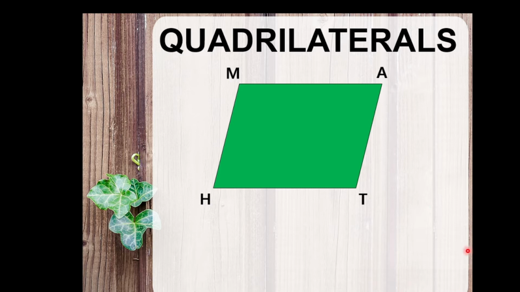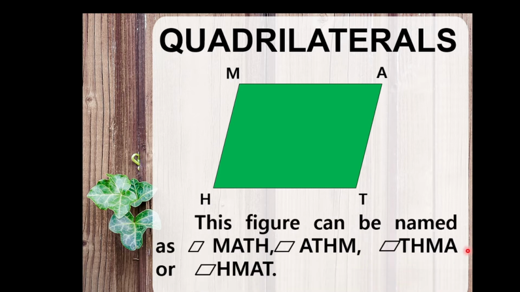So this quadrilateral can be named as quadrilateral MATH, or we can also call it quadrilateral ATHM, or quadrilateral THMA, or quadrilateral HMAT. So take note that in naming a quadrilateral, we make use of the 4 vertices in clockwise consecutive order.